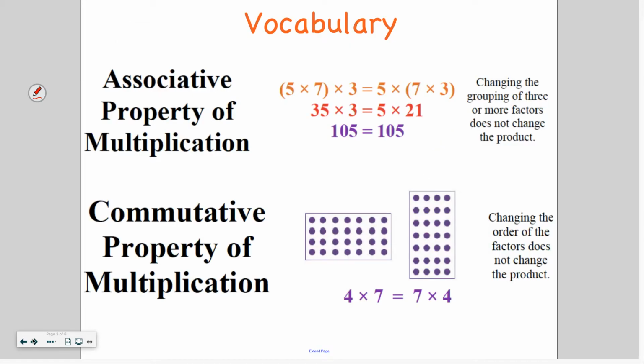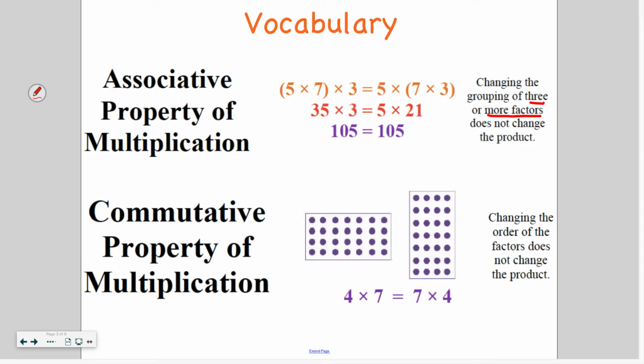So the associative property means that changing the grouping of 3 or more factors does not change the product. So for example, 5 times 7 times 3, if I do 5 times 7 first and then multiply that by 3, or do 7 times 3 first and then multiply that answer by 5, I still get the same answer, 105. Multiplying the 7 times 3 or the 5 times the 7 first doesn't change my final answer.